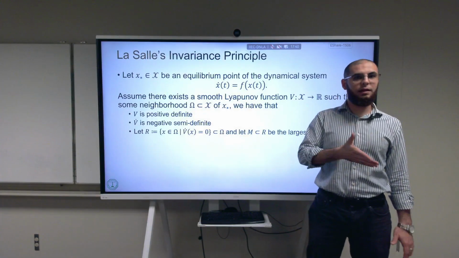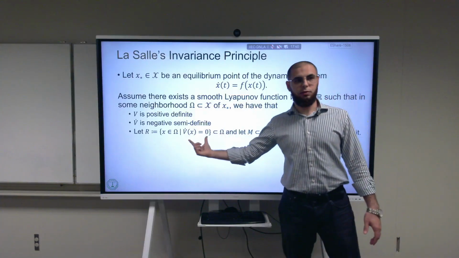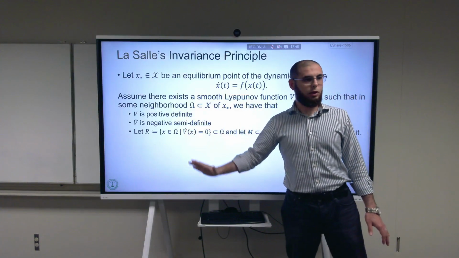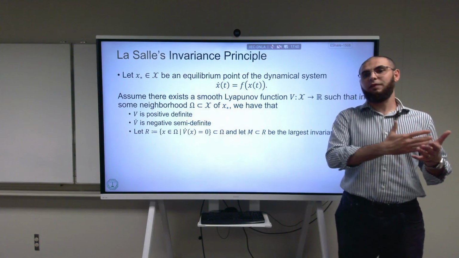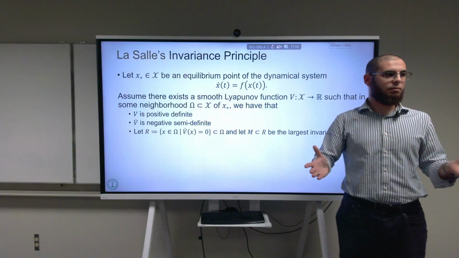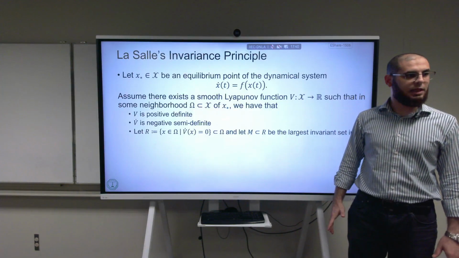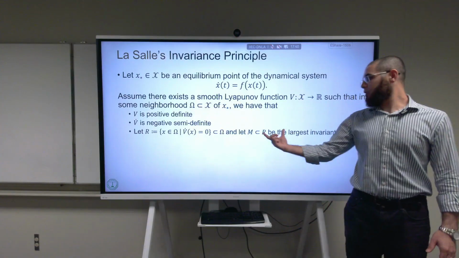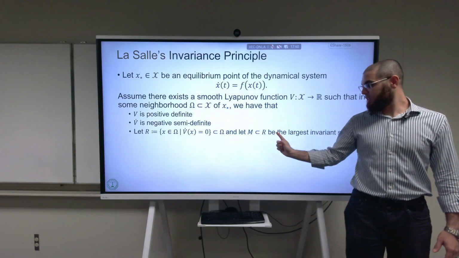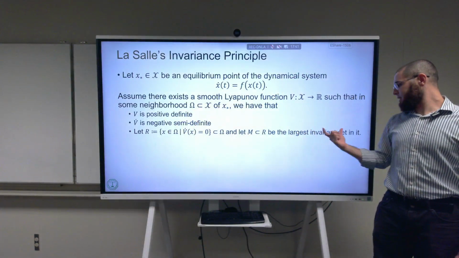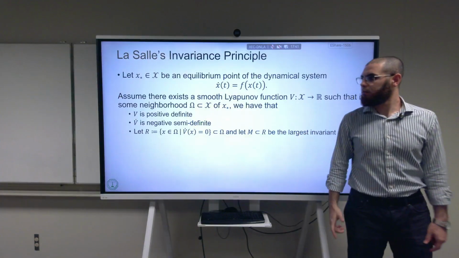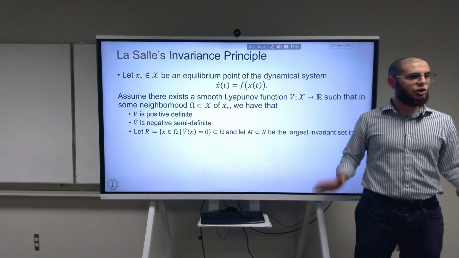The derivative of the Lyapunov function you chose is equal to 0. So that's called the set R. Okay? So it's the set of points where the derivative of the Lyapunov function vanishes. Make sense? And then you let M, which is another subset of R, be the largest invariant set in it. Okay? So you see the flow?